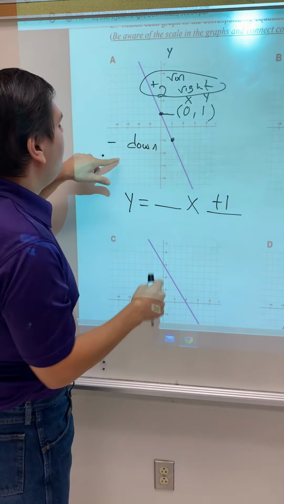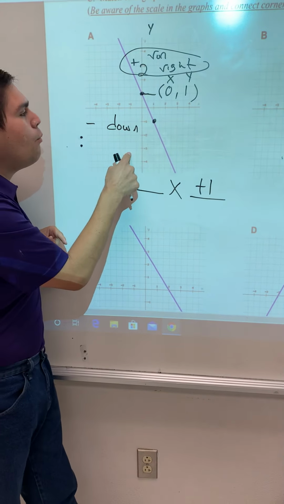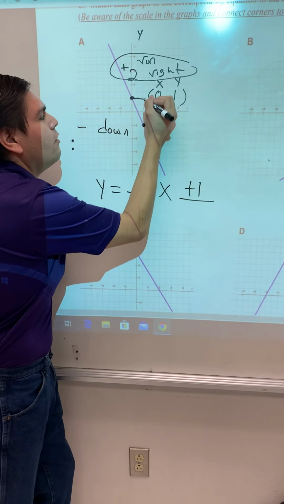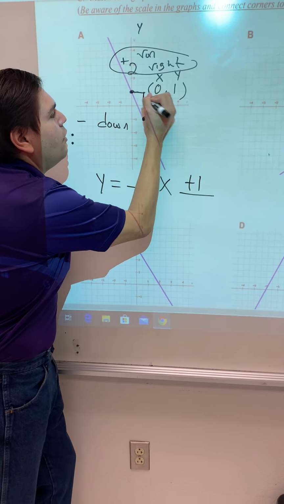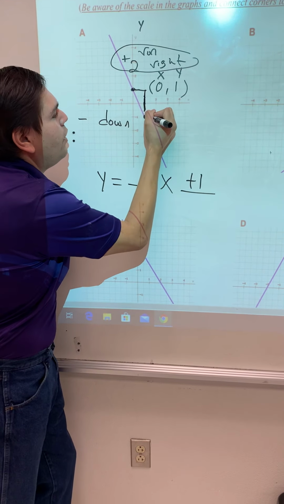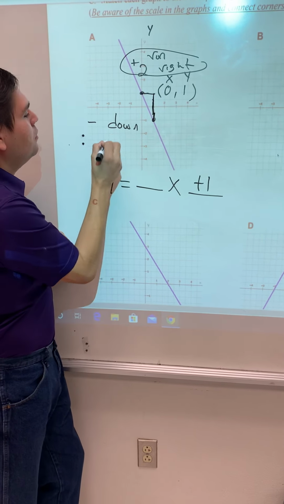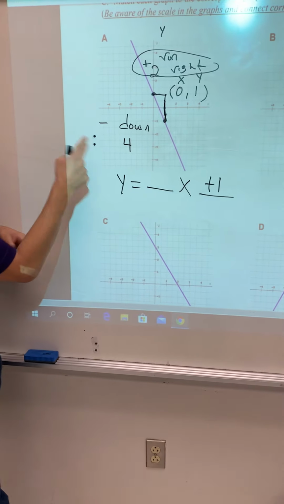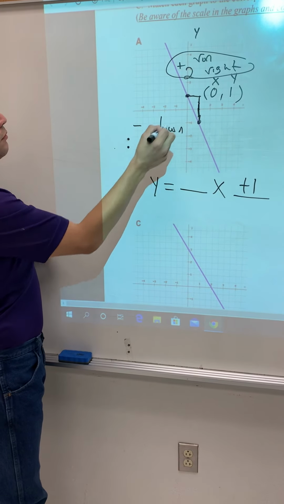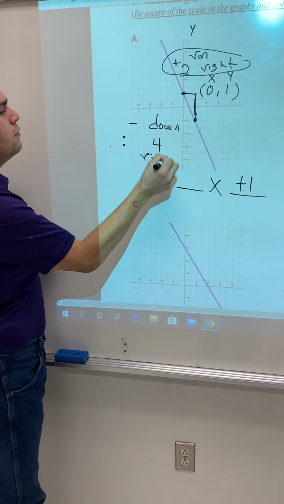The change is going to be going down for the rise, and I'm just going to count the number of units that I am moving. So that's 1, 2, 3, 4. And this is for your rise.